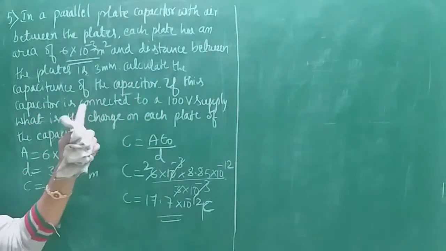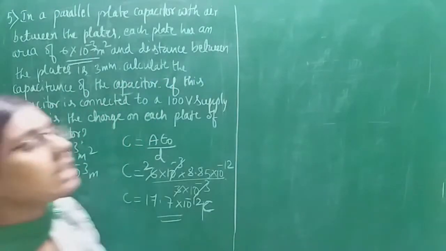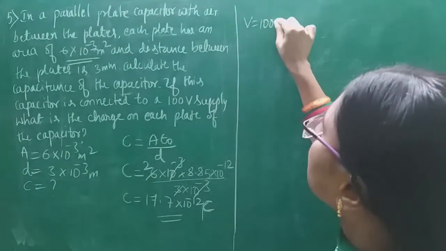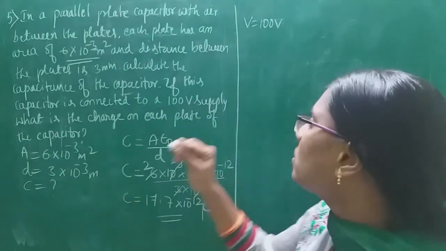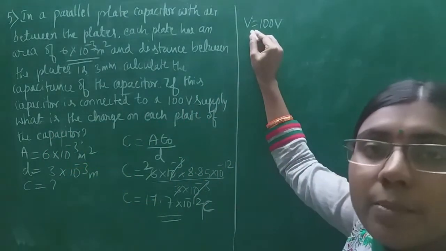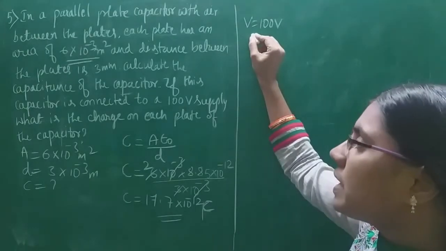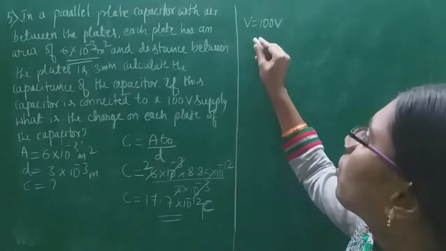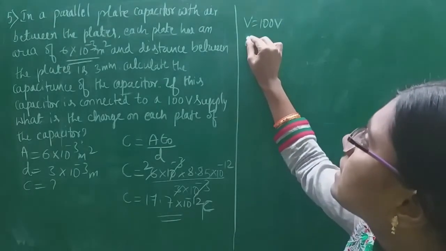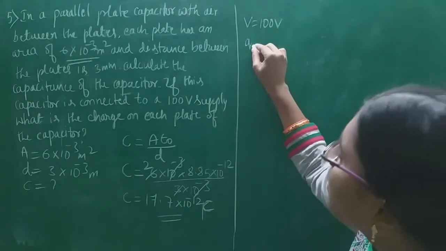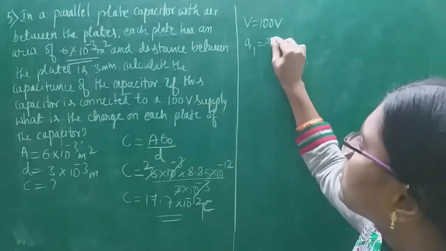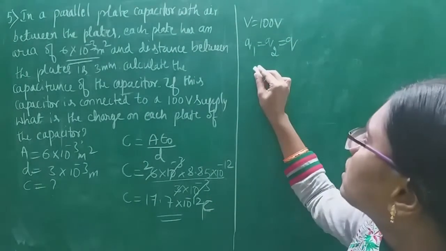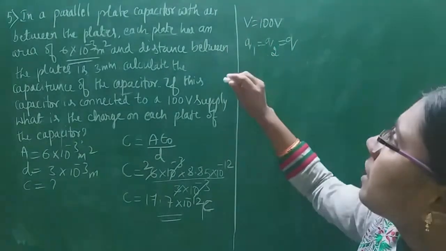They have asked, if this capacitor is connected to a 100 volt supply, that is the potential applied to the capacitor, what is the charge on each plate? In a parallel plate capacitor, the two plates have to be identically charged. That is the condition. So the charge on the first plate is equal to the charge on the second plate. Let it be Q.